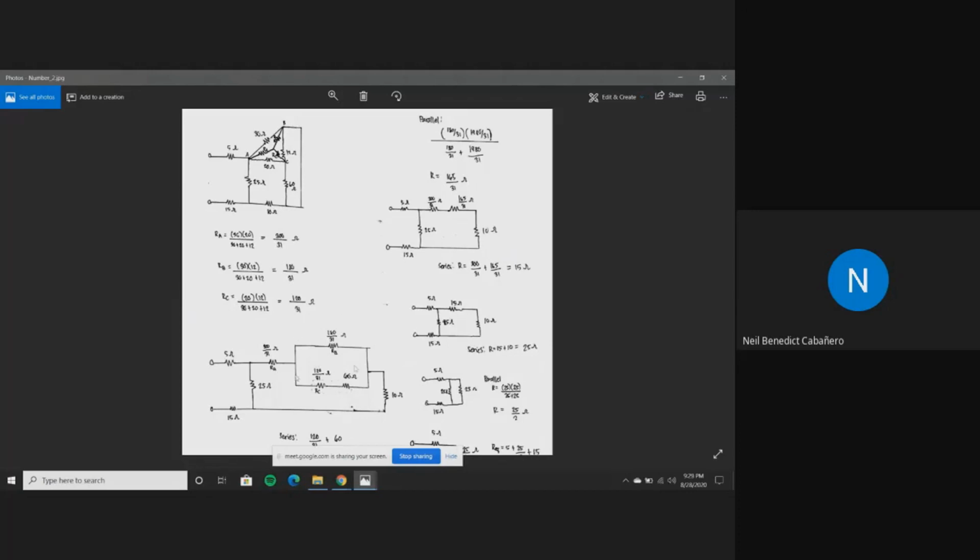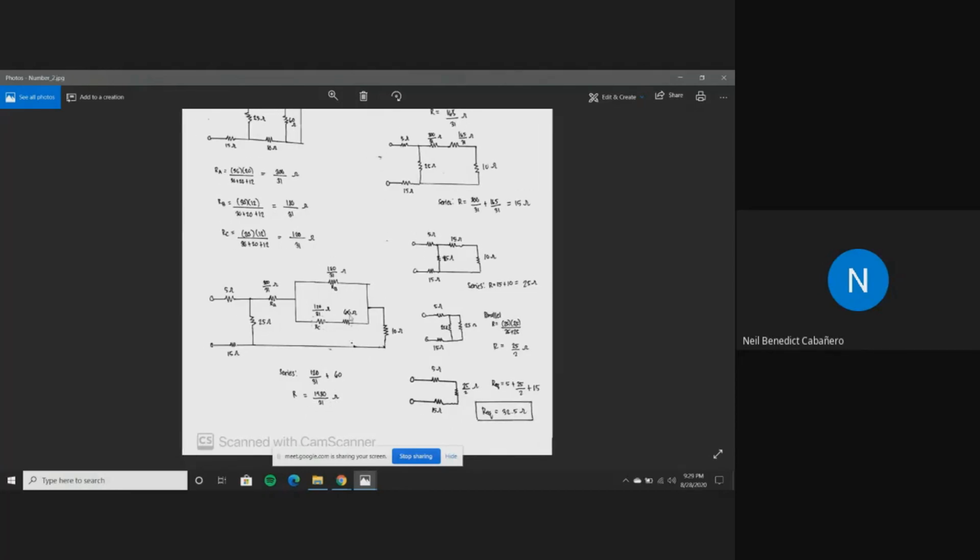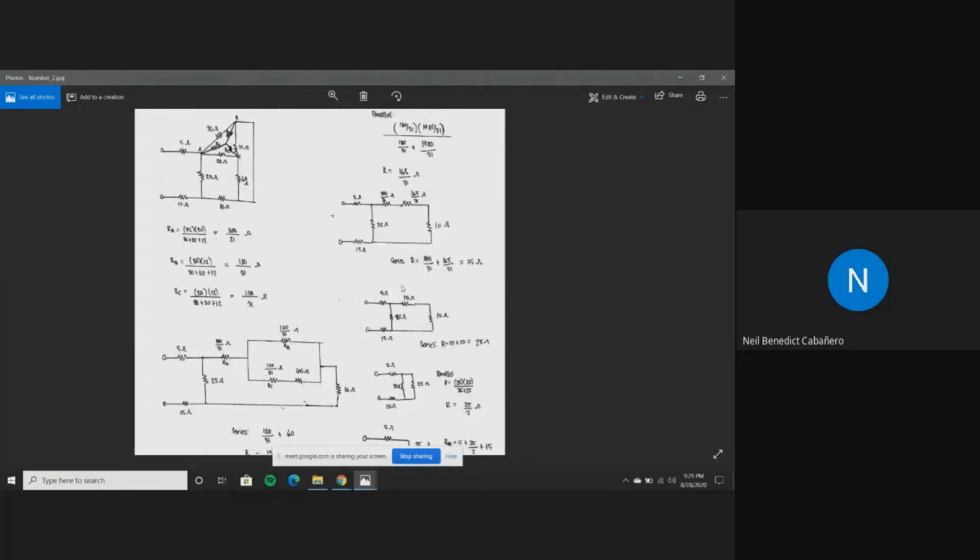And as we can see, these two resistors, the RC and the 60 ohms, are connected in series. So we find the equivalent resistance across these two resistors. So 120 over 31 plus 60 is equal to 1980 over 31 ohms. So this is the combined resistance of these two resistors.